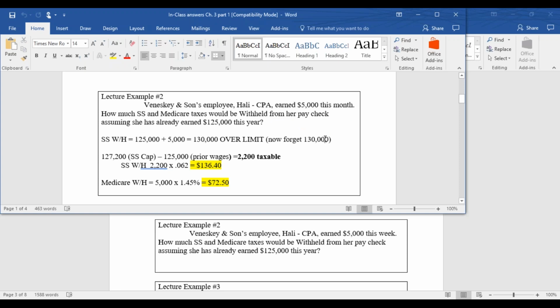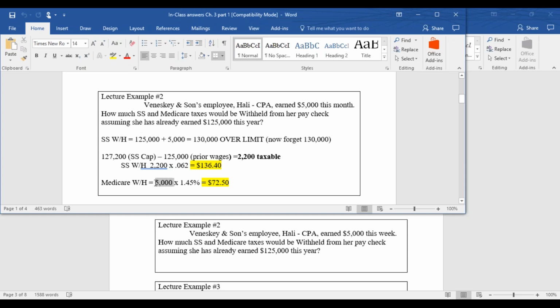So once we have determined that the answer is yes, what I want to do is take the actual cap for the year that we're doing. In 2017, it is $127,200. Take the cap and then subtract out where we started before this pay. That'll tell me how much I have left to tax for Social Security. So for this example, I only have $2,200 left to tax for Social Security out of the $5,000 total. When you do the $2,200, you are left with only paying $136.40 into Social Security.